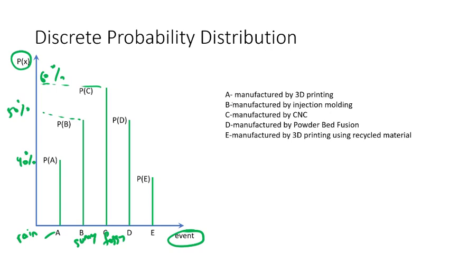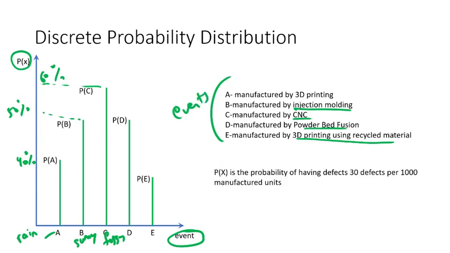Or we can go this way. Event A is the parts manufactured by 3D printing, the parts manufactured by injection molding, CNC, powder bed fusion, and then recycled material. These are the events. And then the rest is, for example, the probability of having 30 defects per 1,000 manufactured units. What is the probability of it? And then you show it on the y-axis.